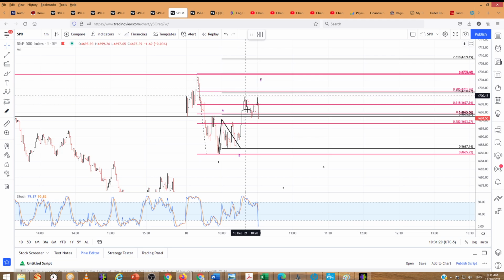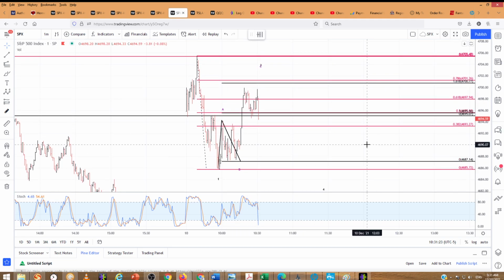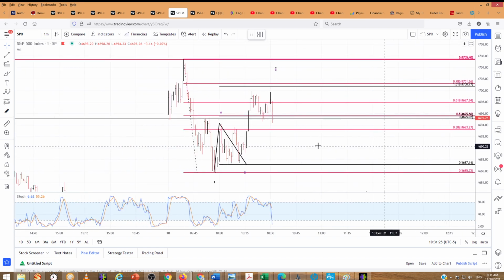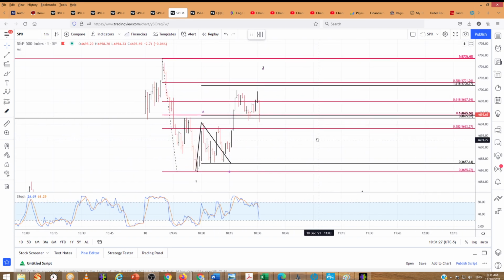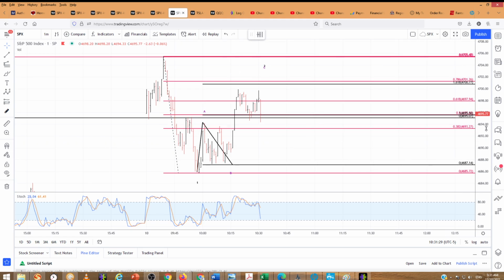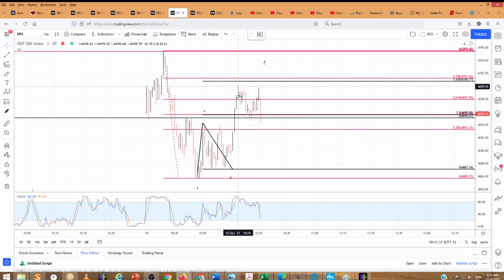That could be a 1, 2, 3, 4, 5 on the very smallest of scales, 1 minute. We could get shorter, but I like scalping on the 1 minute and 5 minute charts here. You can see a 1, 2, 3, 4, 5, then a correction, almost 100%. Can't go higher than that.